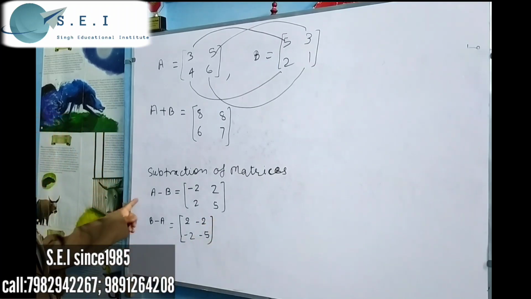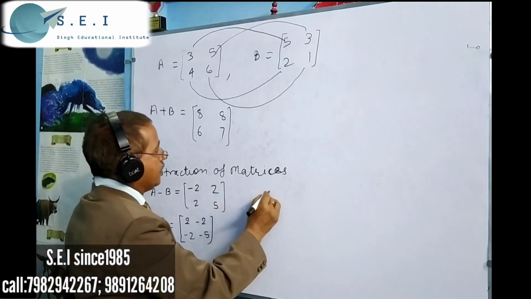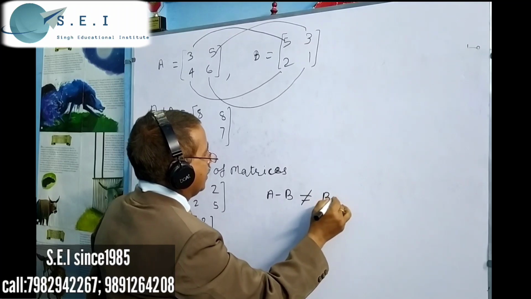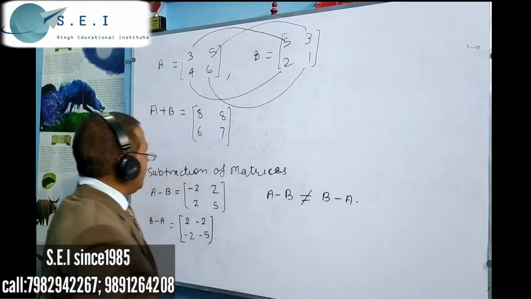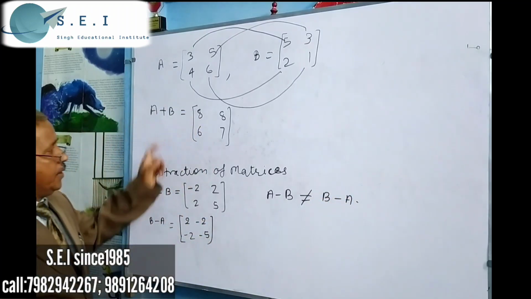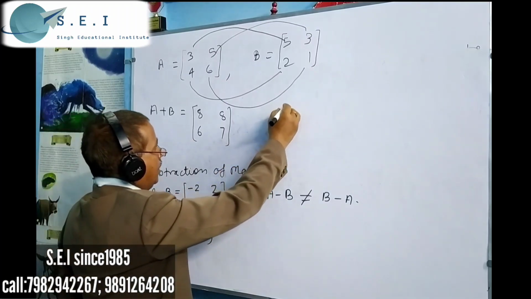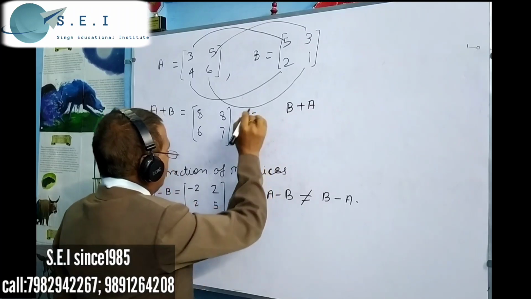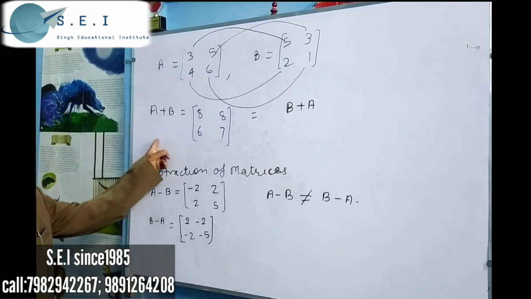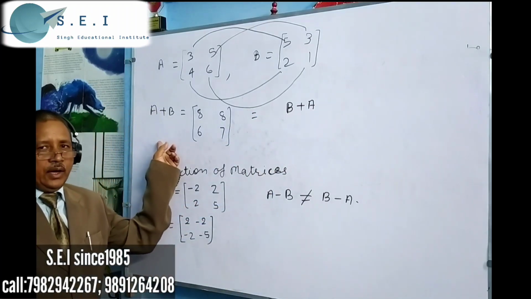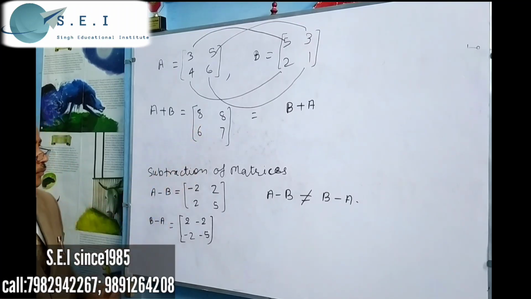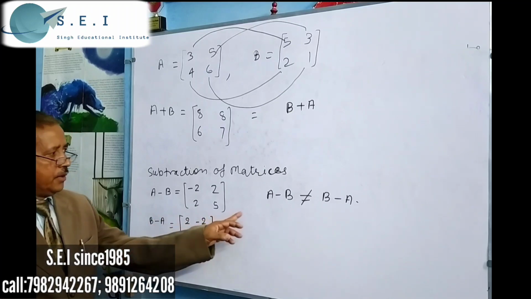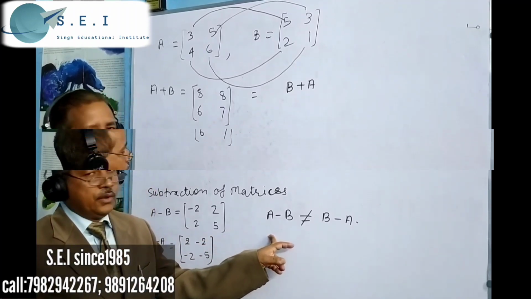So we can see that A minus B is not equal to B minus A, but in the above case, A plus B is equal to B plus A. So addition of matrices is commutative and subtraction of matrices is not commutative.